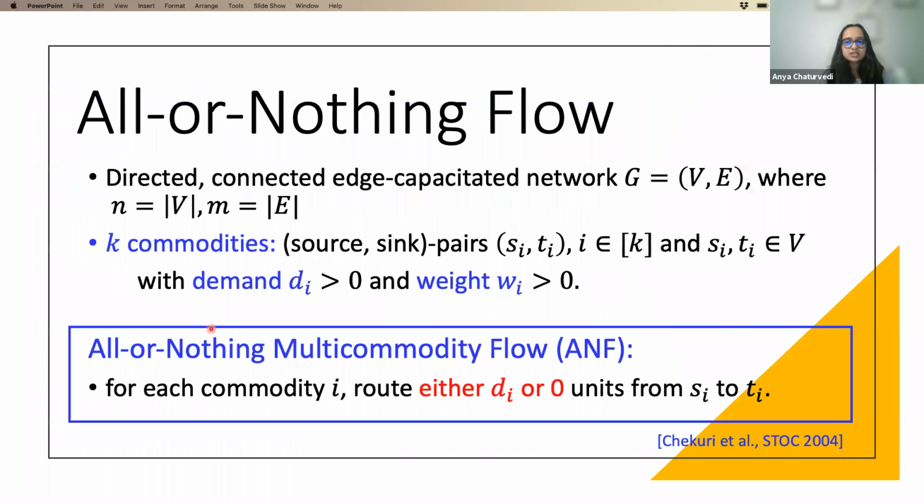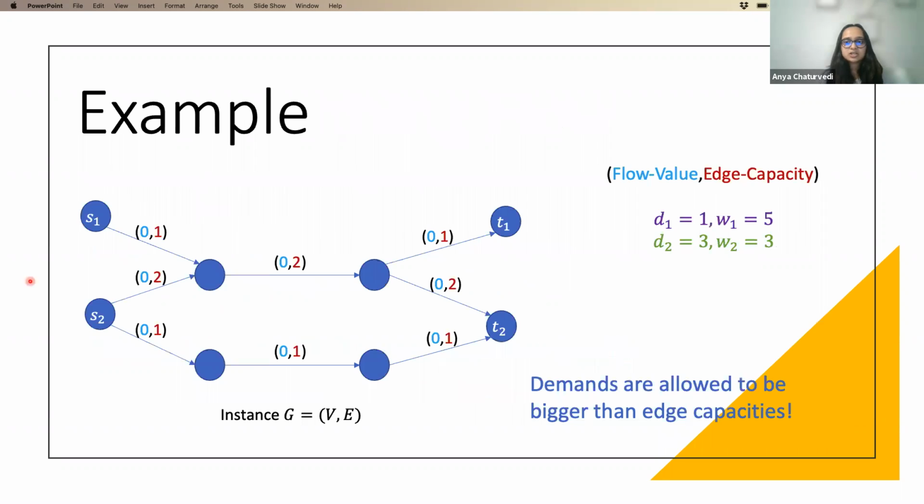In our work, we consider the all or nothing multi-commodity flow problem. For an instance, we are given a directed connected edge capacitated network G with n vertices and m edges. We are also given k commodity source-sink pairs, where a commodity i has the form (s_i, t_i) and has an associated demand d_i and weight w_i. For each commodity i, we seek to route either its entire demand d_i or nothing at all, hence the all or nothing flow problem. To illustrate some essential definitions, we consider an example network.